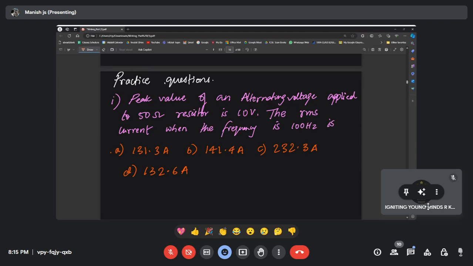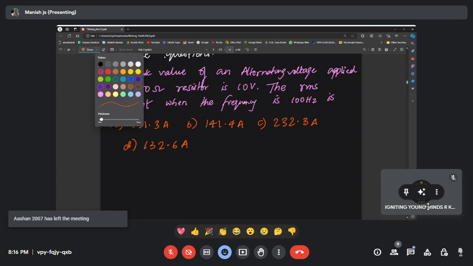So the question is, they have given you the peak value of alternating voltage applied to a 50 ohm resistor, which is 10 volts. They are asking you the RMS current when frequency is 100 hertz. To find the RMS current, first you should know the peak current. So find the peak current and then find the RMS current. That's it. Okay, can anybody tell me the answer for this?